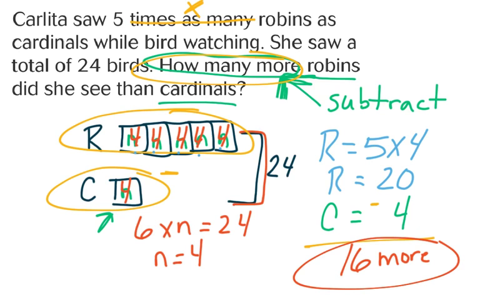This was a tricky problem because it had so many steps. Not only did I have to do my model, not only did I have to solve for n, but then I had to go back, I had to find the values of both sections, and I had to subtract because my problem was asking me how many more. When I did that, I got 16 more robins.